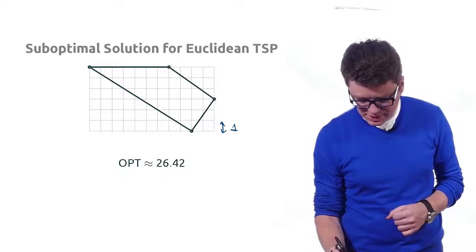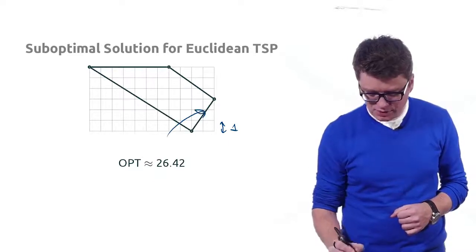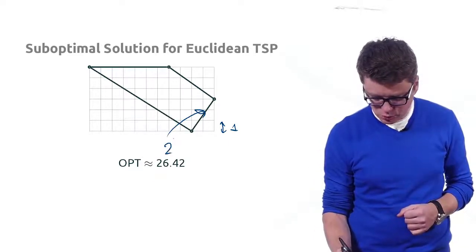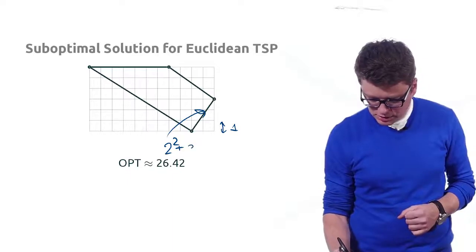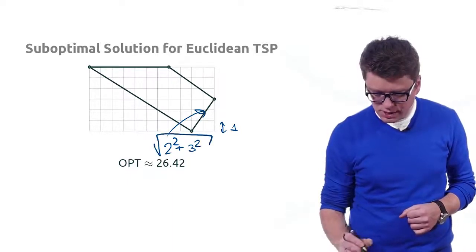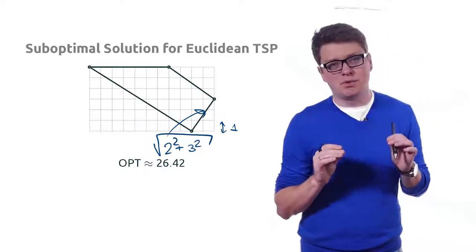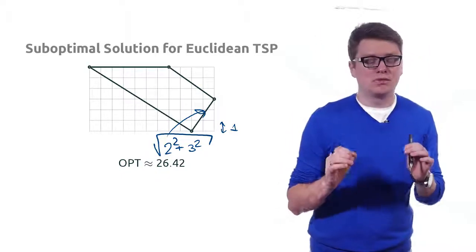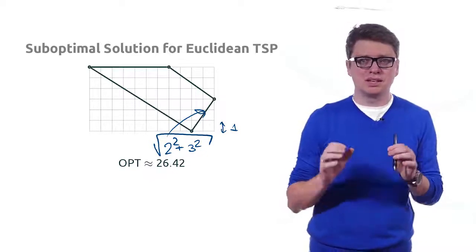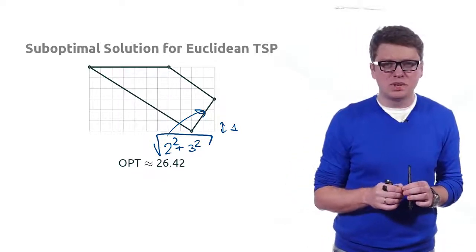So for example, the length of this edge is something like the square root of 2 squared plus 3 squared. Okay, so if you compute carefully the sum of all four edges shown here on the slide, you will get something like 26.